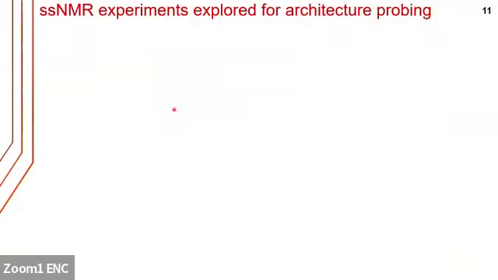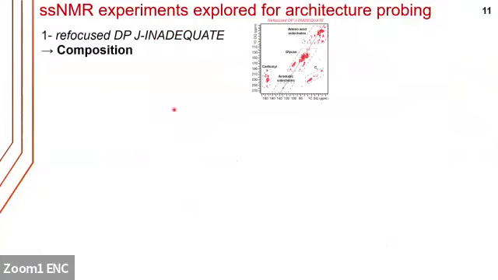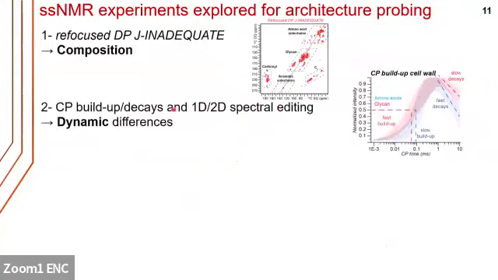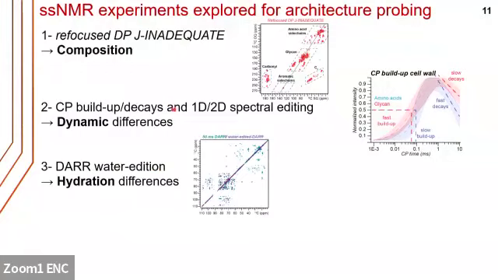So as previously mentioned, we will use the INADEQUATE experiment to make some assignment and quantification of glycans directly on the cell wall extract, carbon-13 labeled again. But we'll go further and quantify some part of the dynamic of this assembly using mostly CP buildup and decays. We'll quantify the hydration levels using a water-edited DARR experiment. All that will be done using the high-field and very sensitive probe at the National MagLab facility.